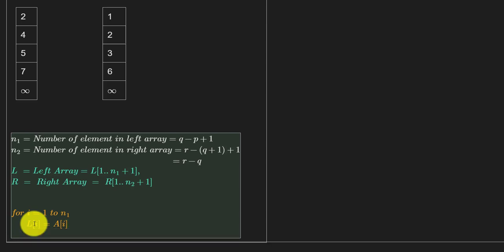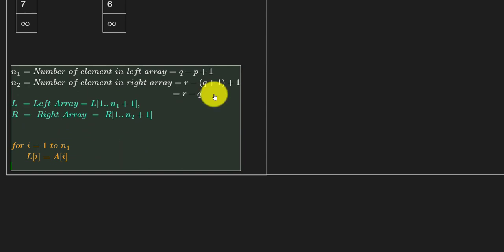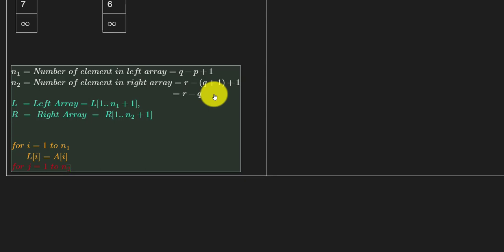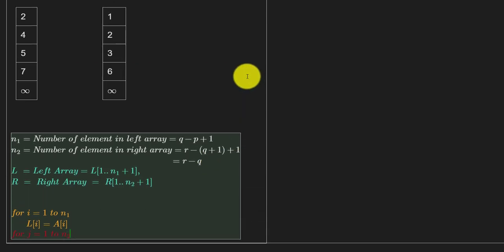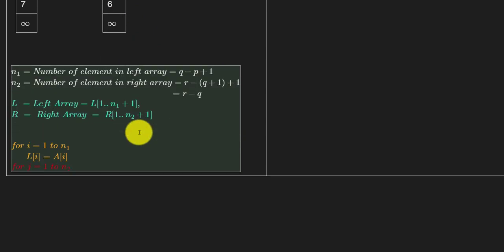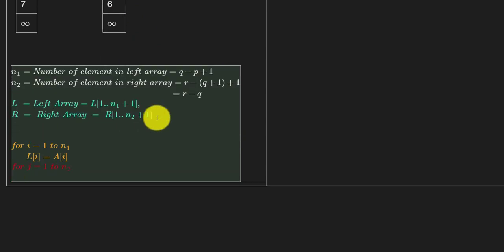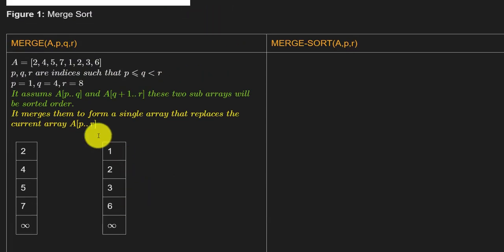Let me change the color as well. So we'll write for, again, j equals 1 to n2 over here. So we are looping through these 4 elements. Now, right hand subarray R[j] will be, which portion of A? We'll be starting with q.